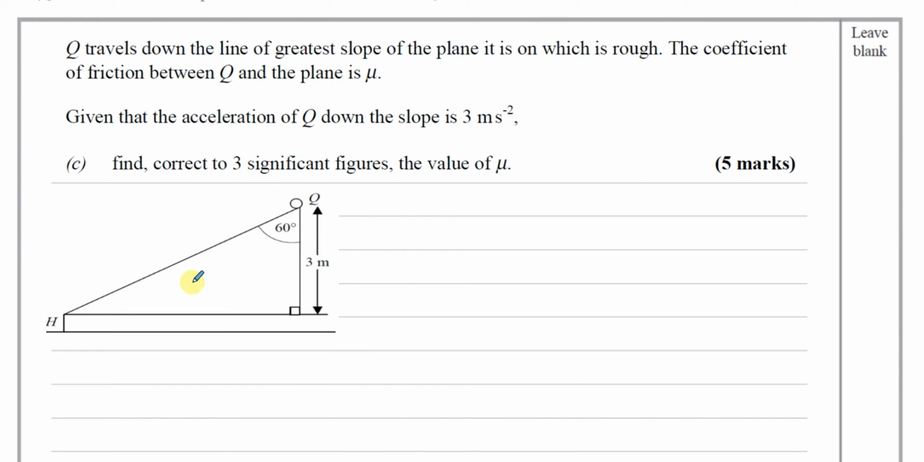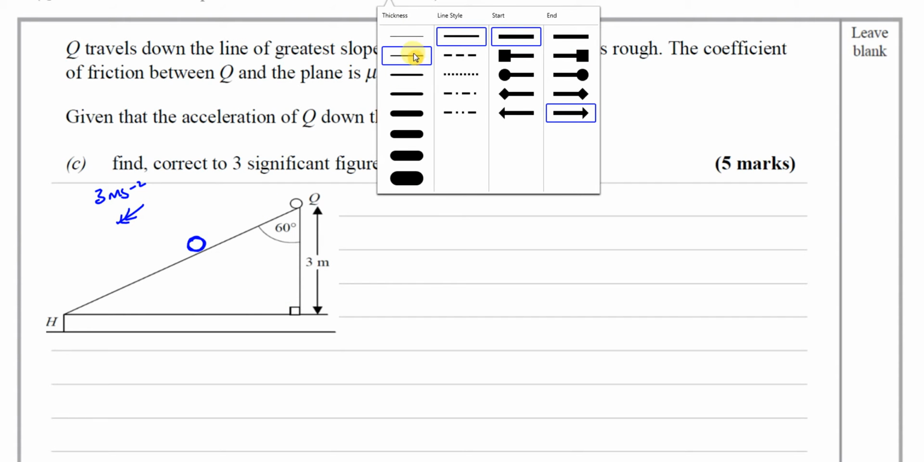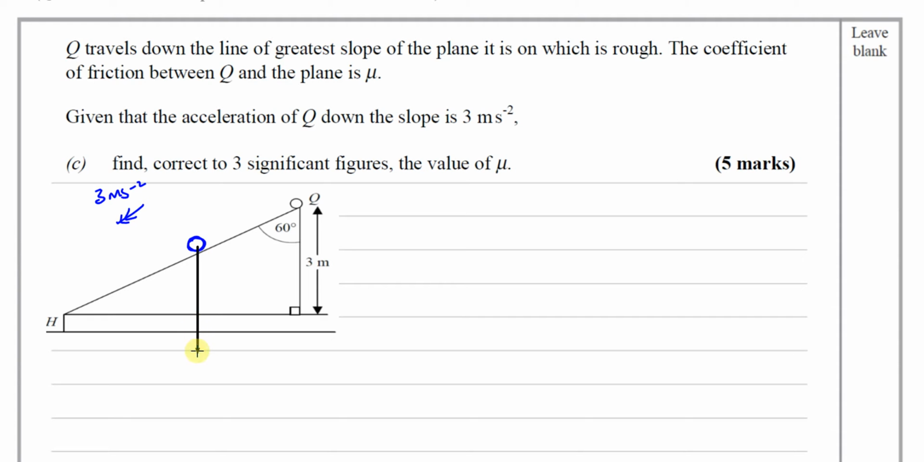So let's look at the forces acting between it. They've told us that this is going on a rough plane, and we know the acceleration of this is 3 meters per second squared. We've got to find the coefficient of friction between the plane and this particle. So the forces acting on this particle will now include friction. So you've got its weight acting vertically downwards. You've got the reaction force, which this time is going to be important. It's perpendicular to the plane.